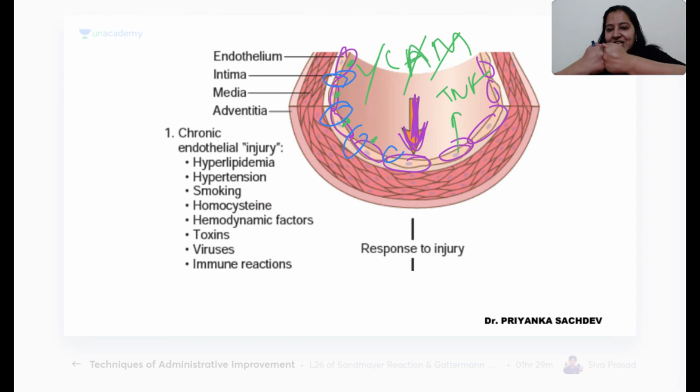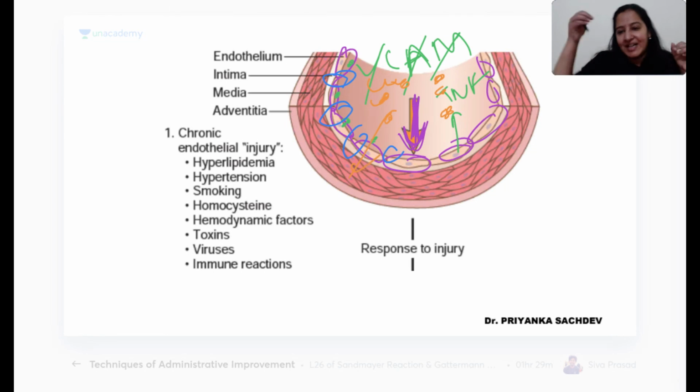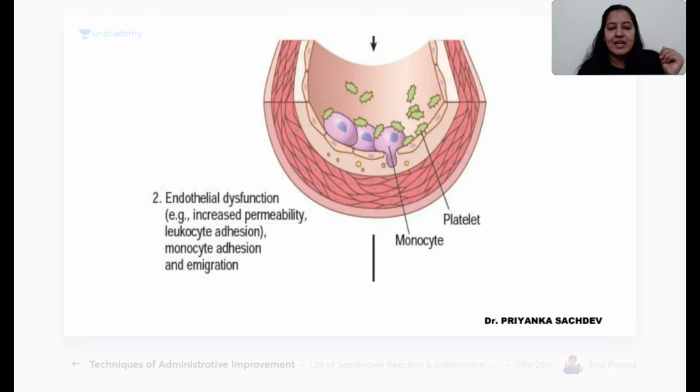Right now they are attached to each other, there is no gap, but once VCAM is present, they will separate from each other and a gap will be formed in the endothelium. That is known as increased vascular permeability. Now the fat present in the blood, lipid and cholesterol, will enter from that gap inside the wall. So that is endothelial injury.